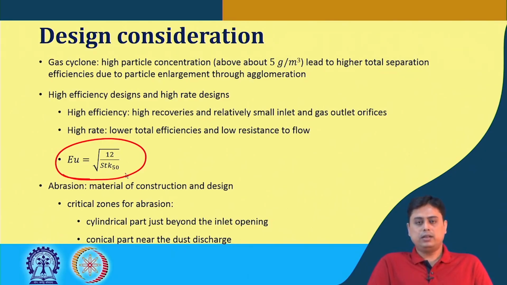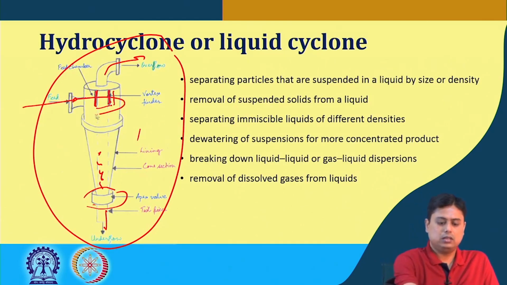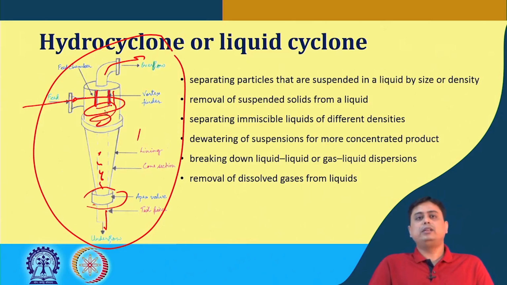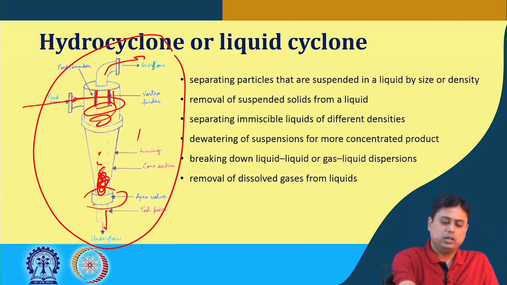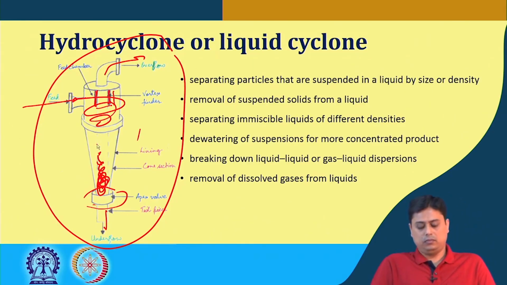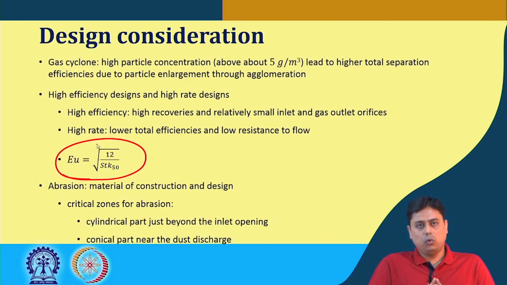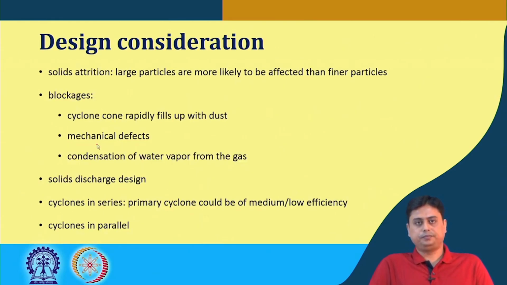One is the cylindrical part just beyond the inlet opening, and the other is the conical part near the dust discharge, because in this portion high velocity fluids are entering and creating the vortex, and at this position the direction changes. So, these positions are more prone to abrasion. So, the construction material has to be chosen for the design very wisely.